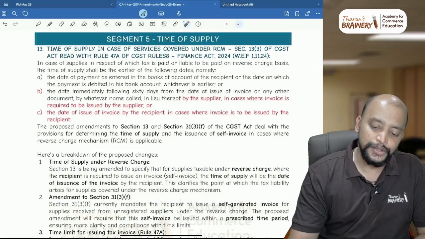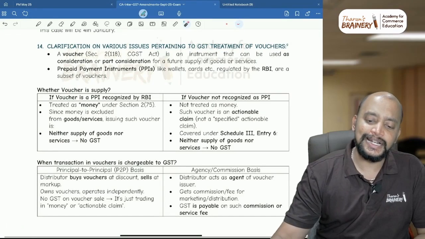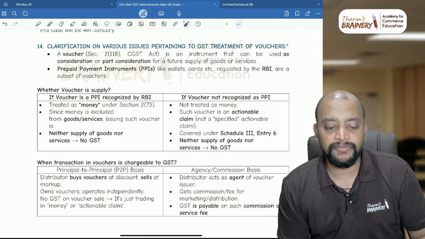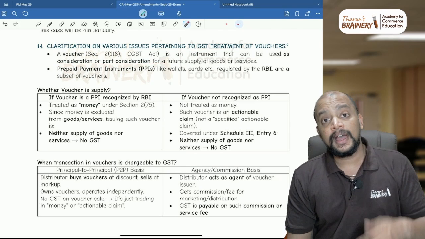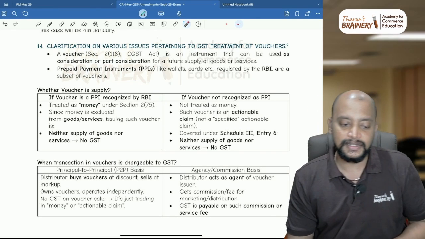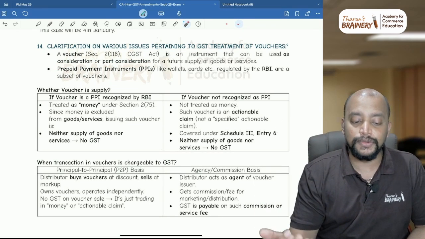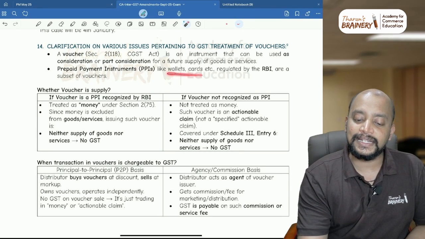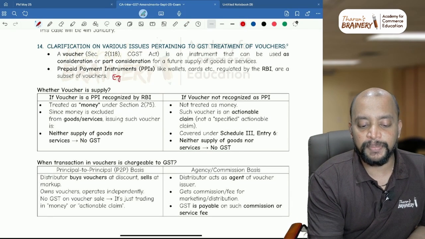Okay, so look into that particular point here. GST treatment of vouchers. What is the GST treatment of a voucher? First, there is a definition for voucher. A voucher is an instrument that can be used as a consideration or part consideration for a future supply of goods or services. So it can be treated as consideration or part consideration against supply of goods or services. Basically, among these vouchers there are some prepaid instruments like wallets, cards, etc., which are regulated by RBI, or a subset of vouchers. Example, Flipkart gift voucher.